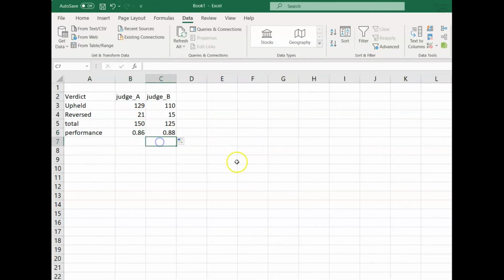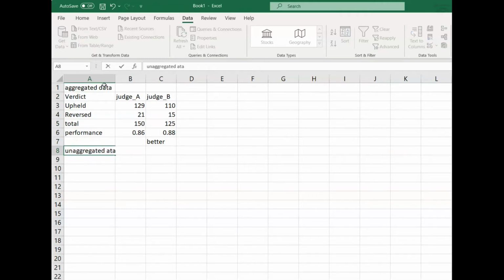And Judge B is 88%. So obviously, 88 is higher than 86. Judge B is better. So this is our aggregated data. We can call it summary data. So let's look at unaggregated data.